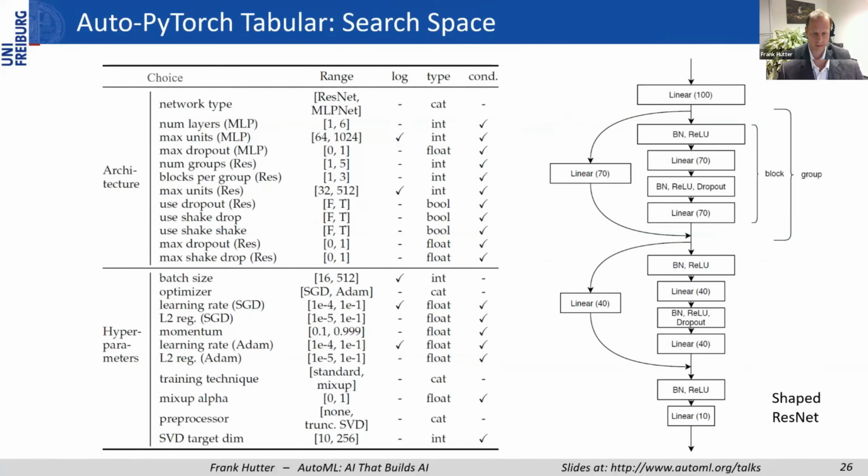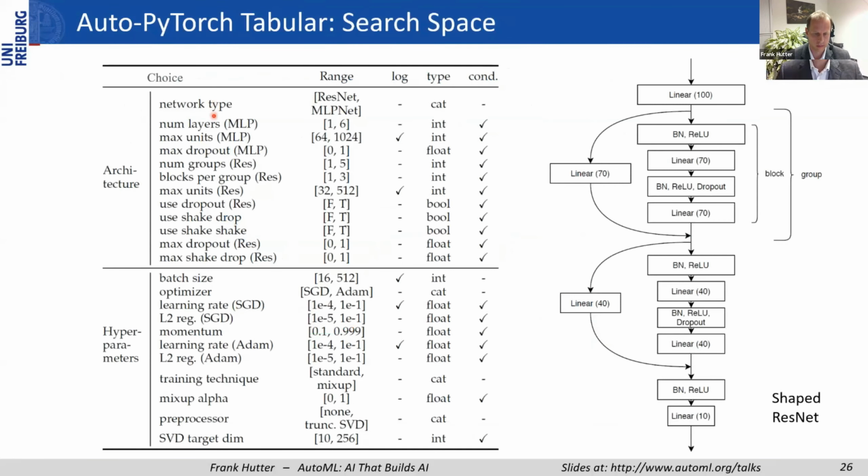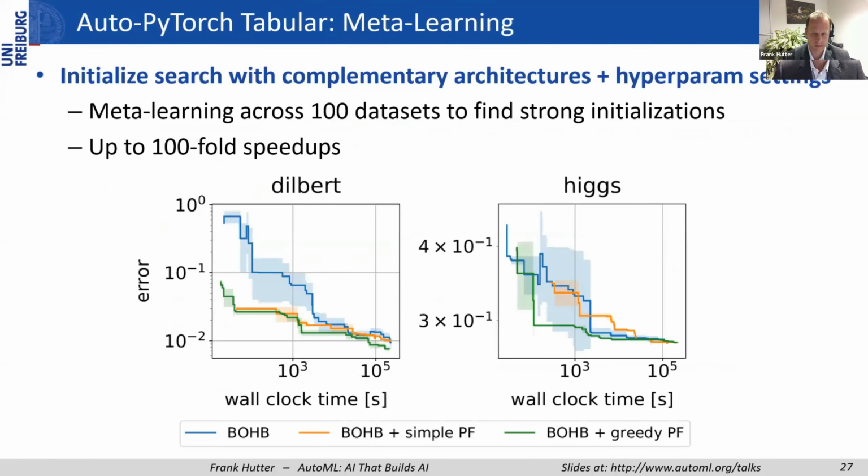And I briefly mentioned meta-learning before. Here we use meta-learning across 100 datasets to find strong initializations to search in a combined space of 24 different dimensions, 12 architectural and 12 hyperparameter dimensions. And this meta-learning actually led to 100-fold speedups over searching from scratch for each new dataset. By meta-learning, we are much faster.